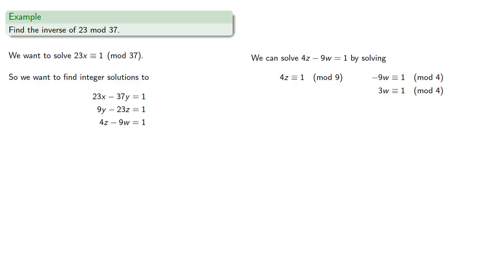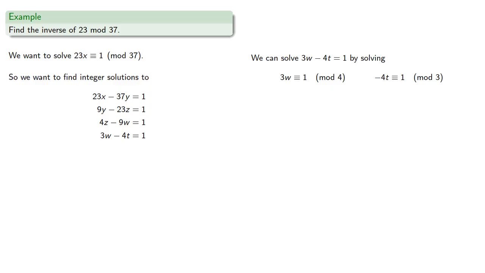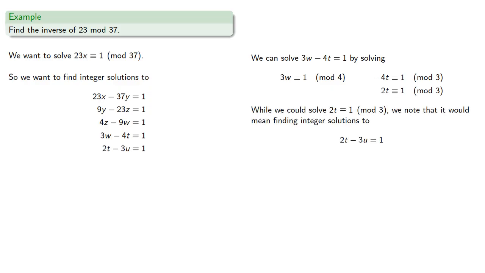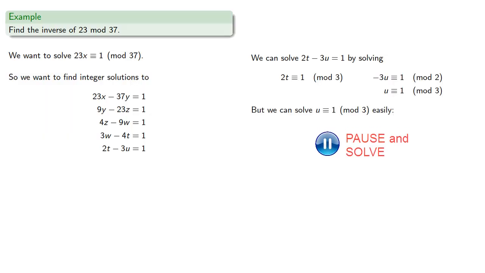So stop me if you've heard this. While we could solve this congruence, we note that it would mean finding integer solutions to a particular equation, and again, we can solve the congruence, but we could also find integer solutions to another equation, and finally we get down to a congruence that we can solve easily, u equals 1.